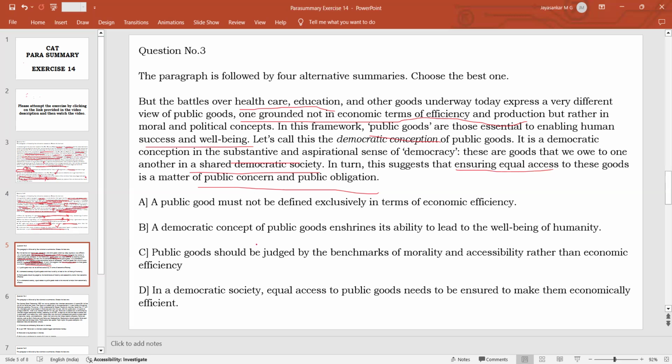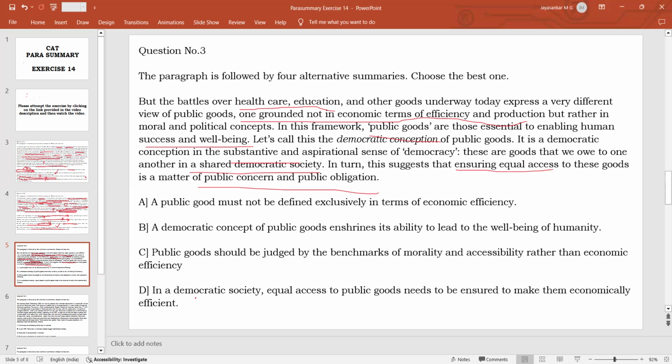It's again a correct statement. Option C, public goods should be judged by the benchmarks of morality and accessibility rather than economic efficiency. Again, a good answer. So it says that the benchmark or the criteria to measure the relevance of public goods is not economic efficiency, but morality and accessibility. So again, true.